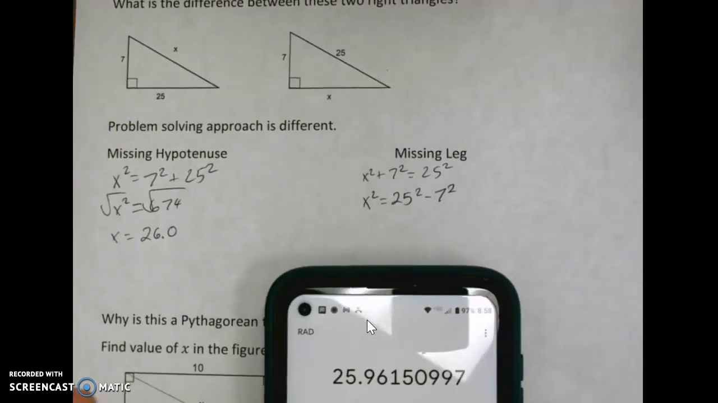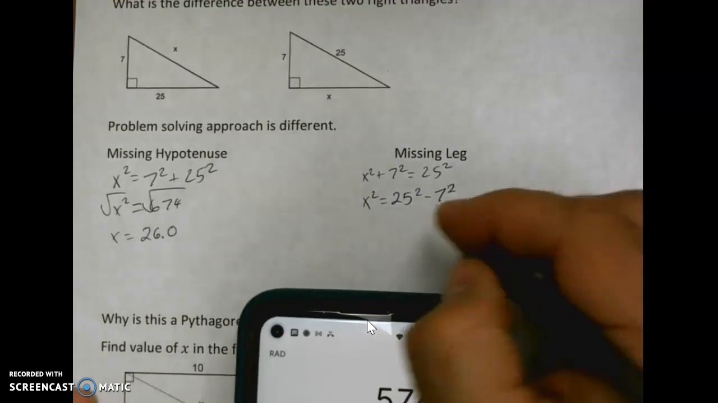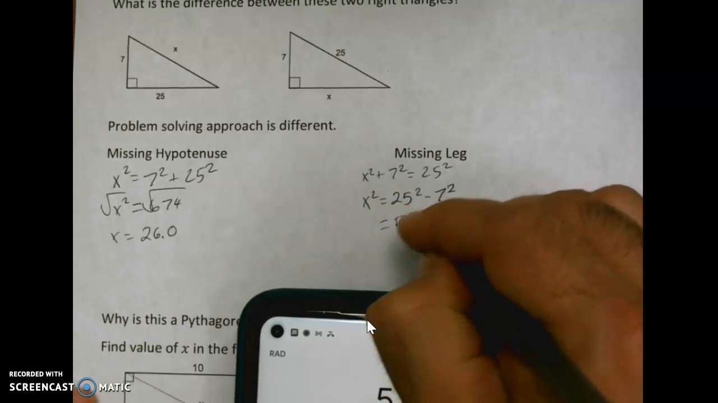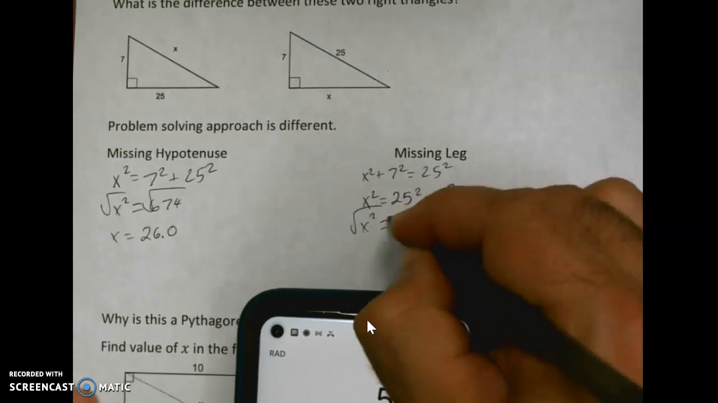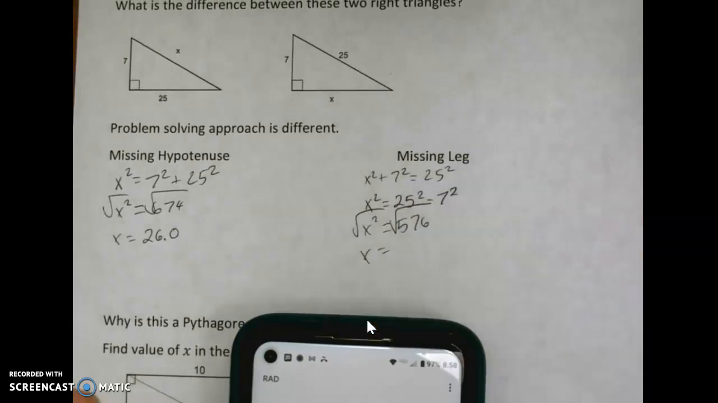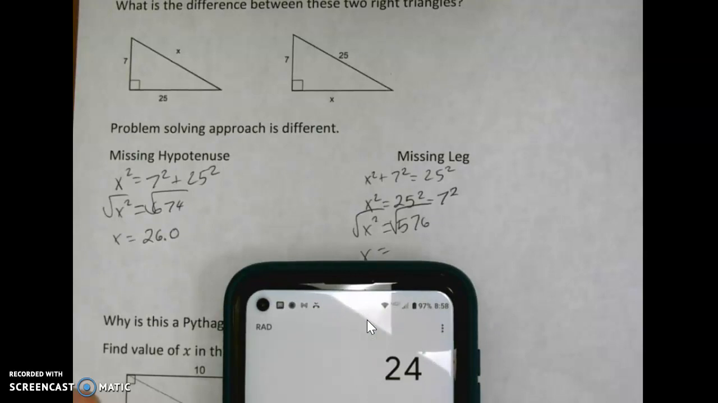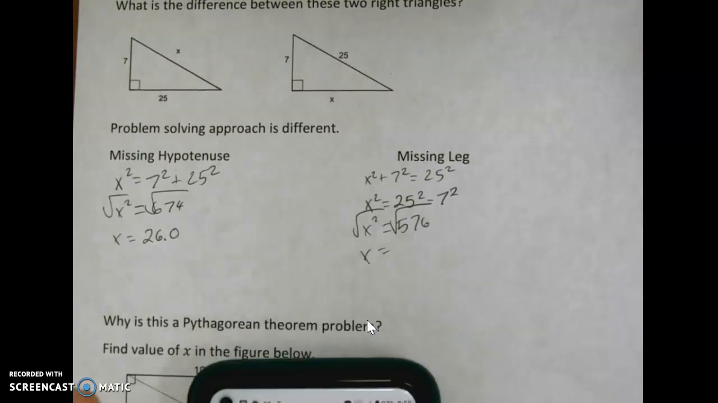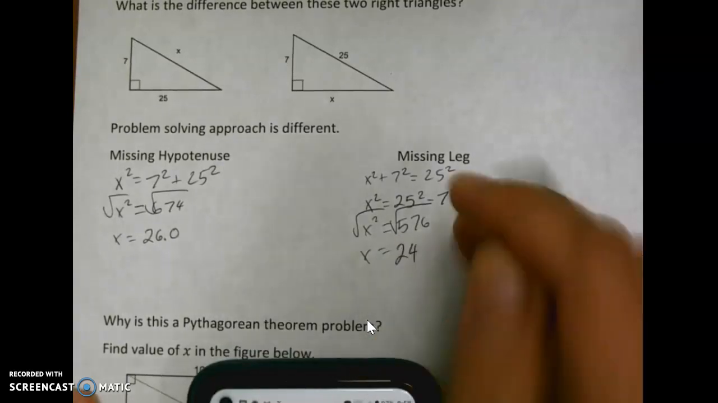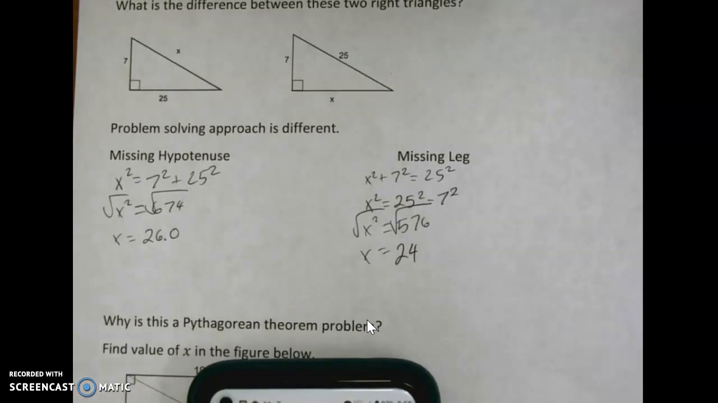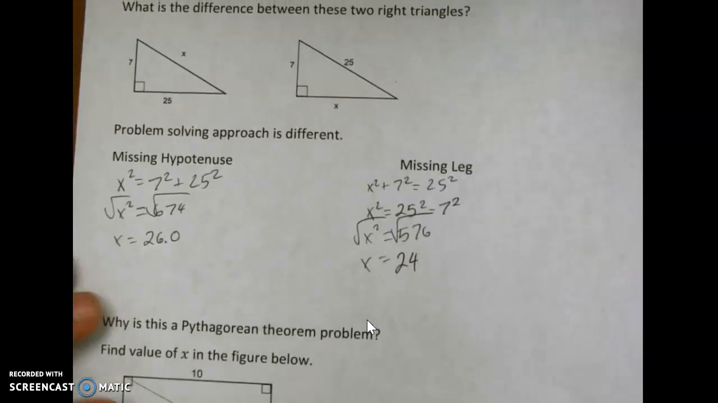Now for the missing leg, it's a little bit different. 25 squared minus 7 squared equals 576. When I take the square root of both sides here, the square root of 576 is 24. Now that's exactly 24. So that's the difference, okay? All right, hopefully that makes a little bit of sense. That's how we find the difference if it's a missing leg or a missing hypotenuse, okay?